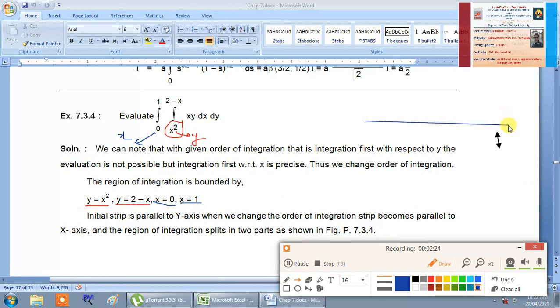Suppose that this is your x-axis and this one is your y-axis, and that one will be your upward open parabola. It will be like this, and this parabola is nothing but y is equal to x square. So y is equal to x square is this parabola.